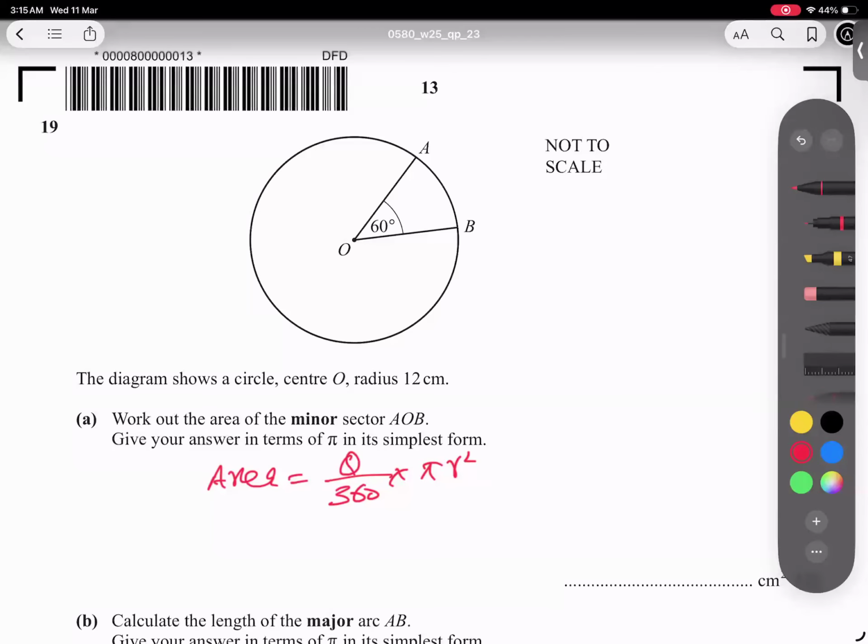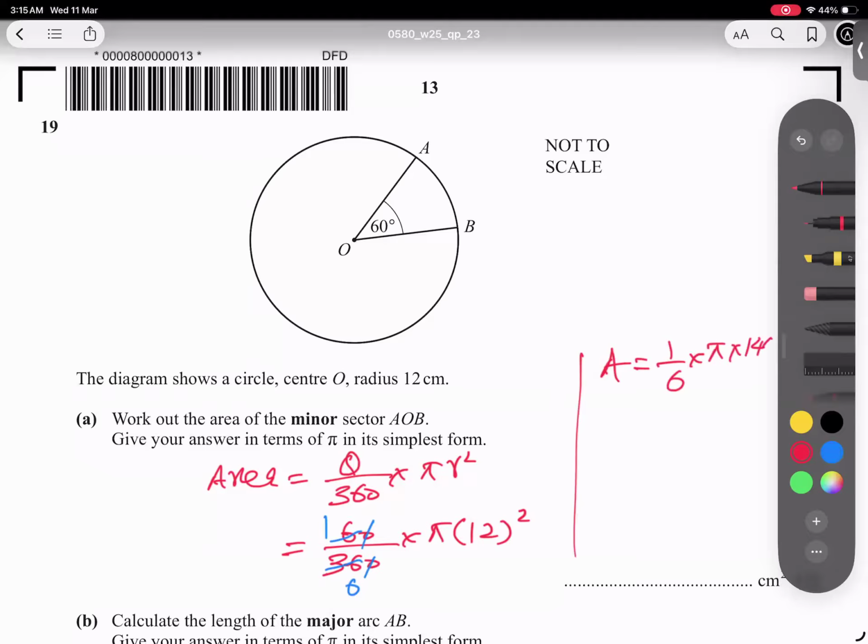How to do it, students? Theta is 60 over 360 into radius 12. The 0 and 0 cancel, and 6 ones are 6. I got 1 over 6 here and pi, and here 144. So the table of 6: 6 ones are 6, 6 twos are 12, and 2 carry, 6 fours are 24. And we got area equals 24 pi centimeter squared. I hope the point is very clear.